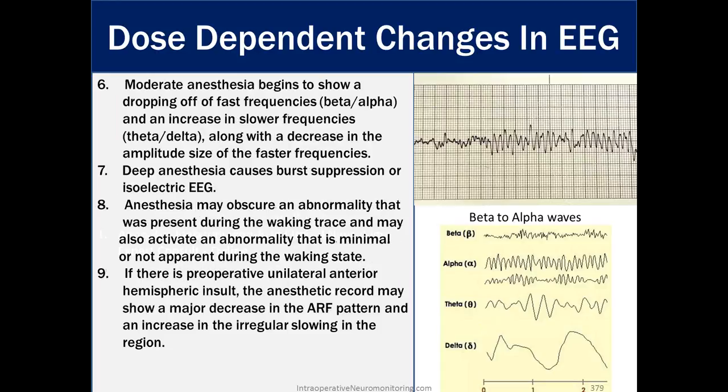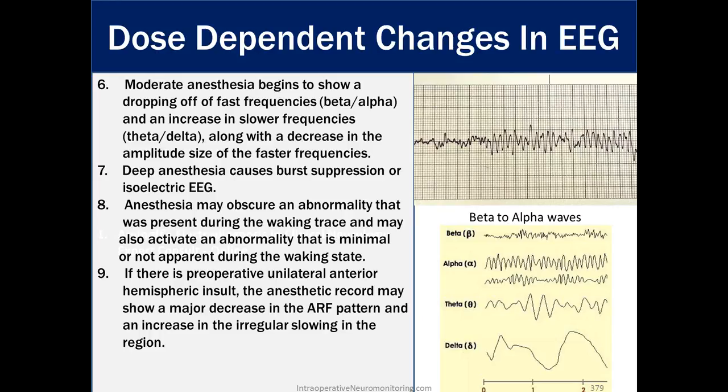Moderate anesthesia begins to show a dropping off of fast frequencies, the beta and alpha, and an increase in slower frequencies, the theta and delta, along with a decrease in the amplitude of faster frequencies. Deep anesthesia causes burst suppression or isoelectric EEGs. Anesthesia may obscure an abnormality that was present during the waking traces, and may also activate an abnormality that is minimal or not apparent during the waking state.